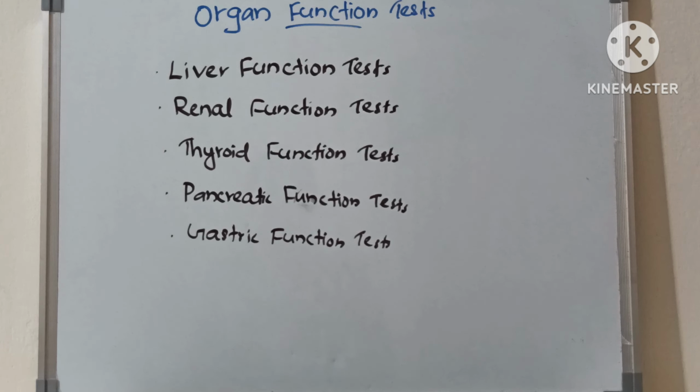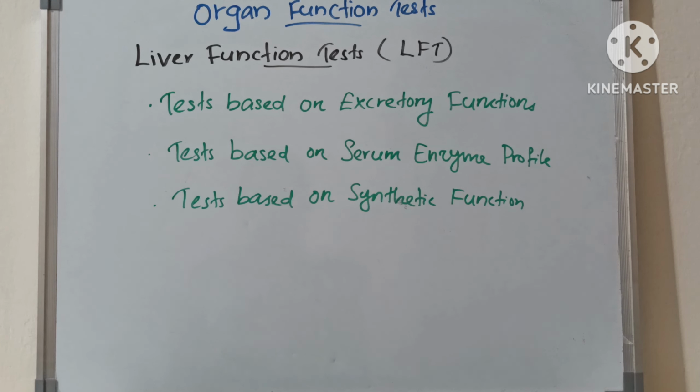Common organ function tests include liver function test, renal function test, thyroid function test, pancreatic function test, gastric function test, etc. So first we will see liver function test. Liver function tests or LFTs are used to assess the functioning of the liver and to detect liver damage or liver disease. These tests measure the levels of enzymes, proteins and other substances in blood that are produced by the liver.